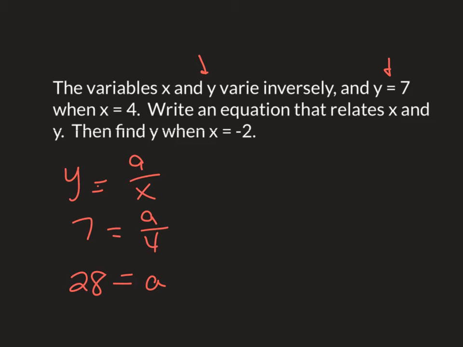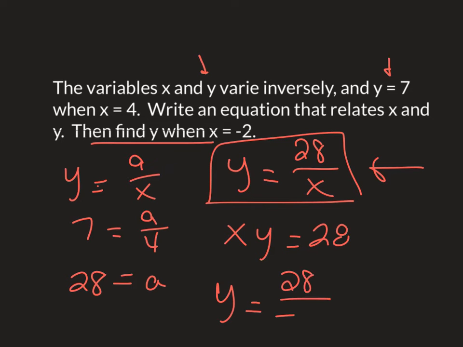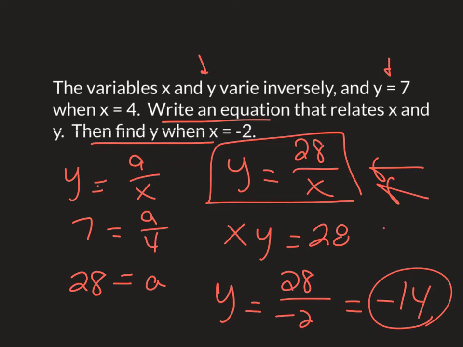All right, so if a is 28, here's my equation. My equation would be y equals 28 over x. That's what the first part wanted me to do, right? The equation that relates them together. Now, remember, I could also write it this way: x times y equals 28. And it says find y when x is negative 2. So I'm going to use this one again and just put the negative 2 in for the x. Y equals 28 over negative 2, which is negative 14. So there's my equation, which it asked me for first, and here's my answer for what y was when you plug negative 2 in for x.